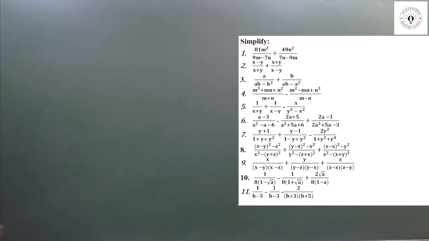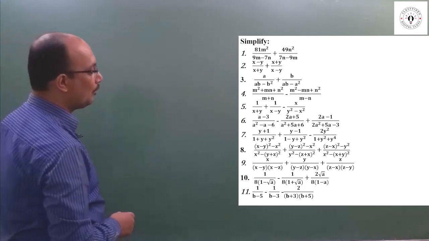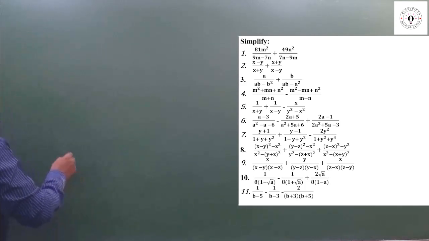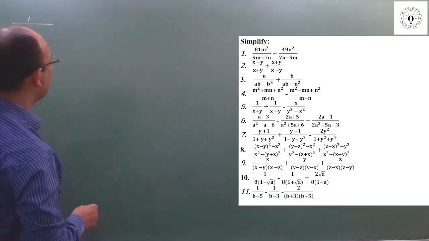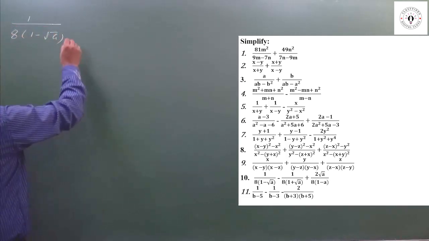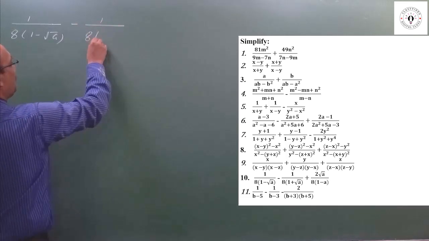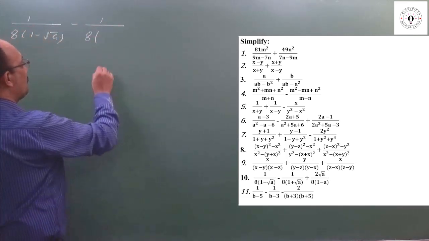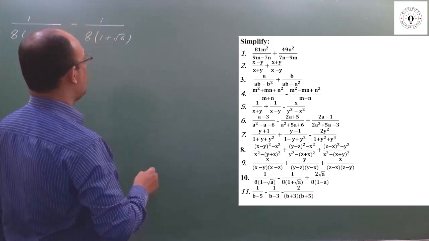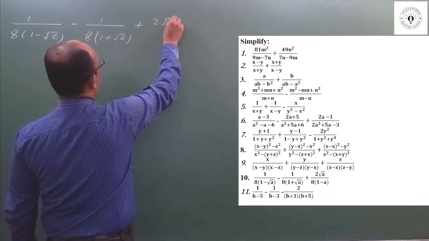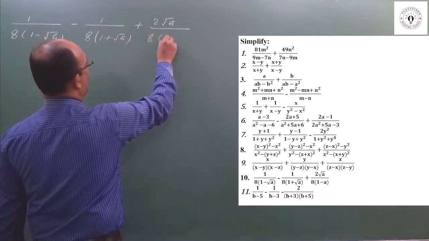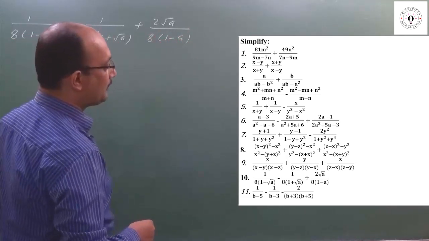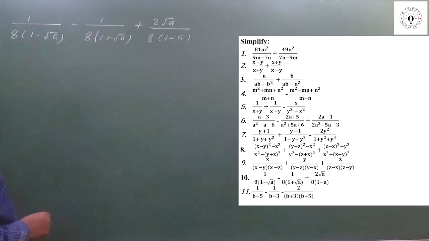10 number question is, student, 1 upon 8 times 1 minus root a, plus, minus 1 upon 8 times 1 plus root a, plus 2 times root a by 8 times 1 minus a. This is our question. And we need to simplify this.